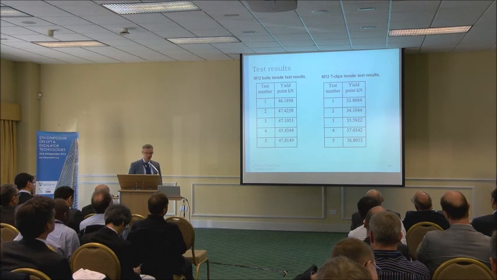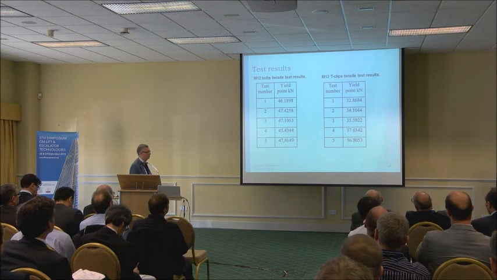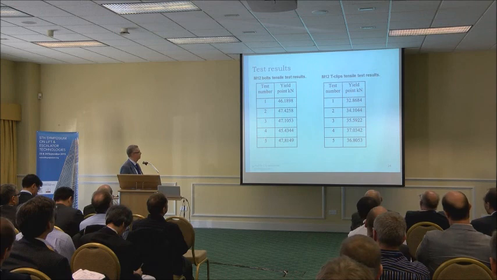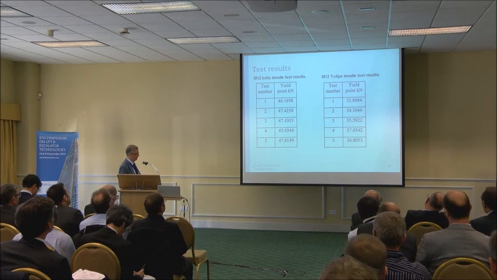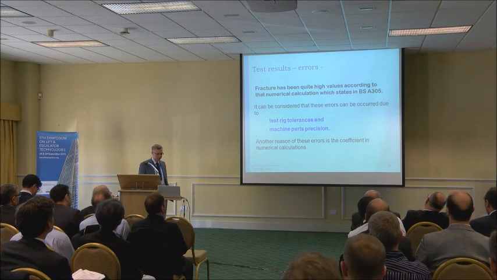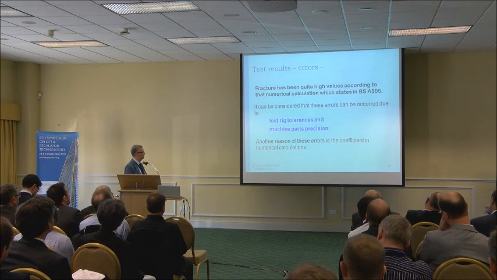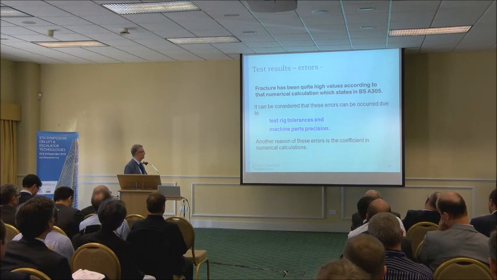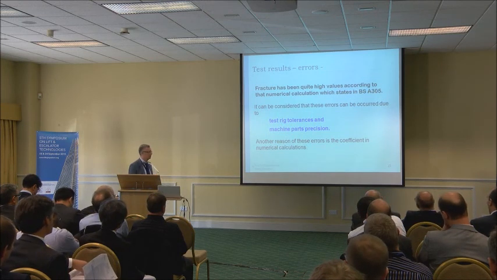Also, we managed to do the tensile test. There is no mathematical rule for the tensile one, so we just collected the experimental results. We can get them for the bolts and the T-clips separately. We found errors, and we understand that these errors come from the test rig tolerances and machine part precision, and another reason is some coefficients in the numerical calculations.